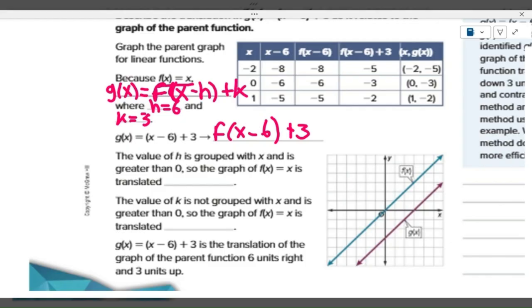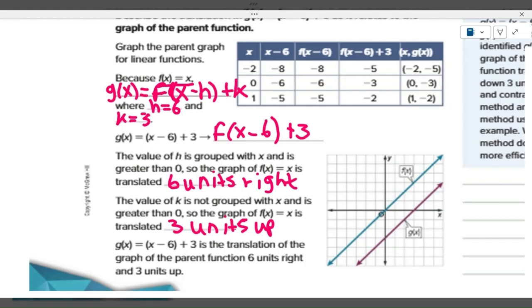So the value of h is grouped with x and is greater than 0. So the graph of f of x equals x is translated 6 units. Since it's with x, it's going to be 6 units to the right because it is positive 6. Okay, then we have the value of k is not grouped with x and is greater than 0. So the graph of f of x equals x is translated, this time, up by 3 units. So our new function is a translation of the graph of the parent function, first 6 units to the right, and then 3 units up.